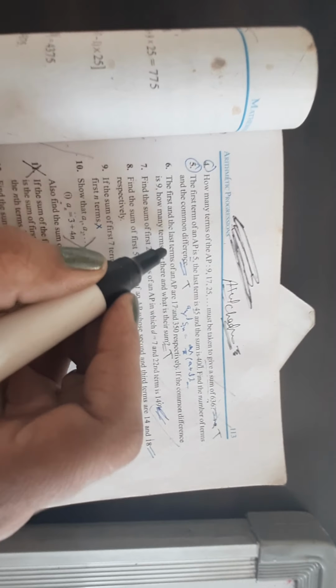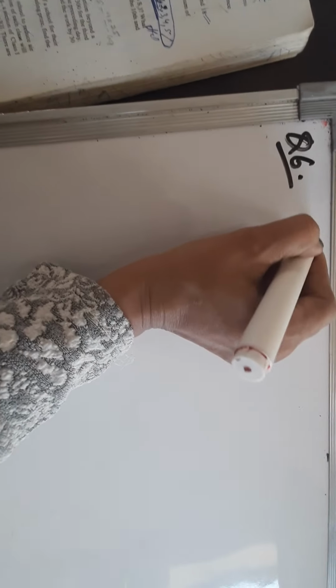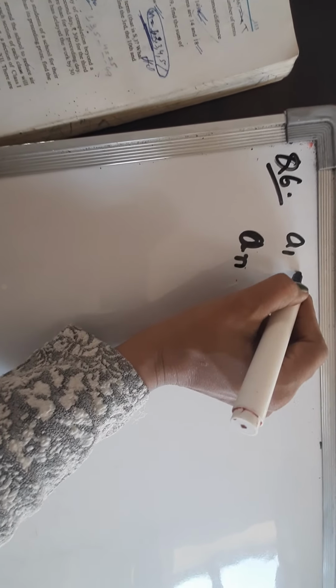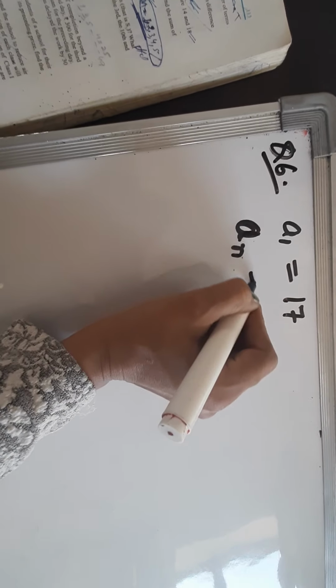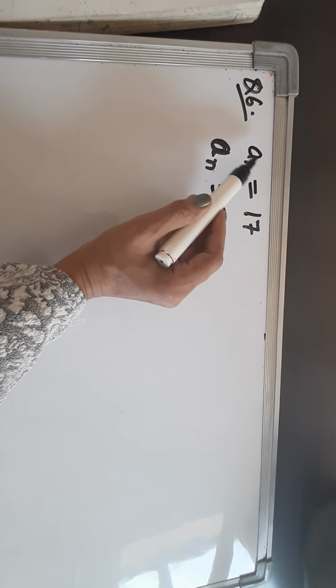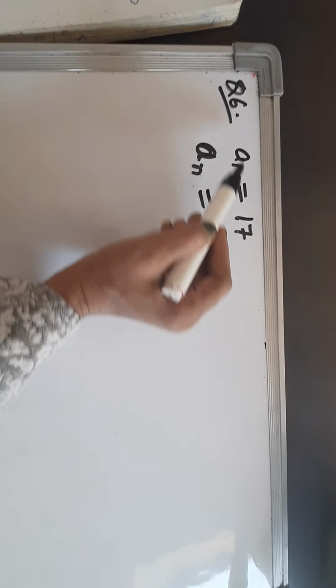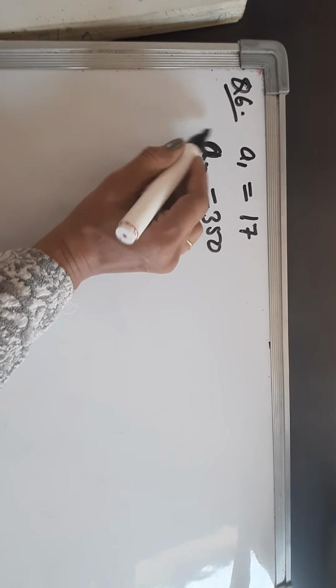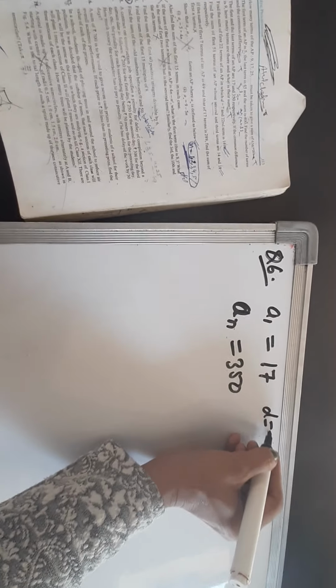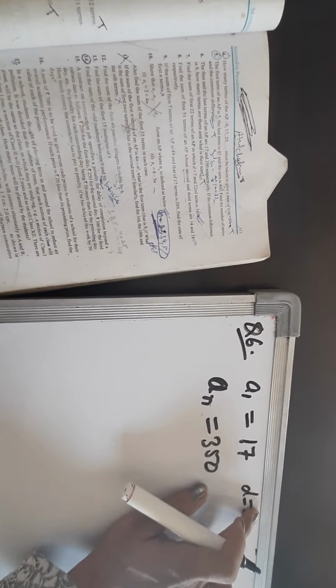The first and last terms of the AP are 17 and 350 respectively. First term and last term. So first term and last term number is not known to us, so we'll take n. Are 17 and 350 respectively. Respectively means if they are talking about first term first, then the first value goes to the first term. Second, last term, the last value goes to the last term. If the common difference is 9, so we'll write d is equal to 9.